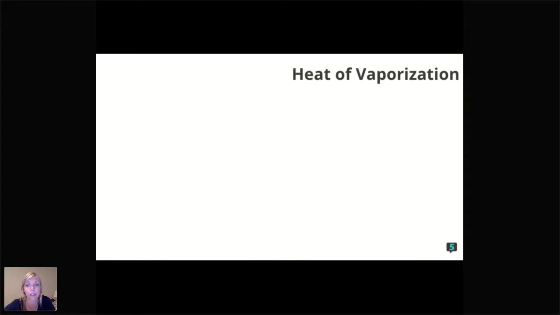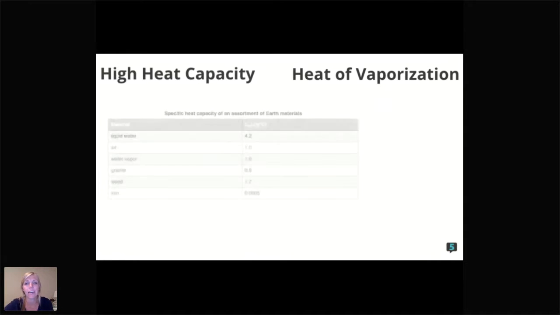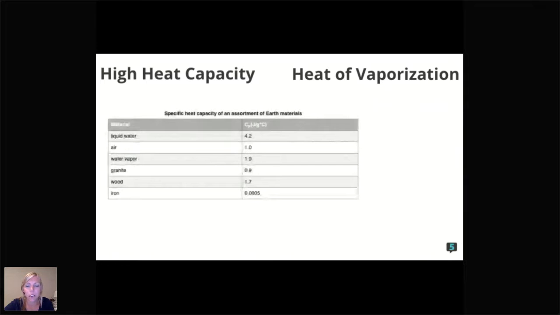Okay, we're almost finished here. We've got heat of vaporization and high heat capacity. They kind of go hand in hand. If you look at this table here, sorry if it's a little too small, it talks about the heat capacity of certain materials. As you can see, water has a heat capacity of 4.2, which is drastically higher than so many of those other things. We've got air, water vapor, granite, wood, and iron. Specific heat capacity has to do with how much energy it takes to change something's temperature.